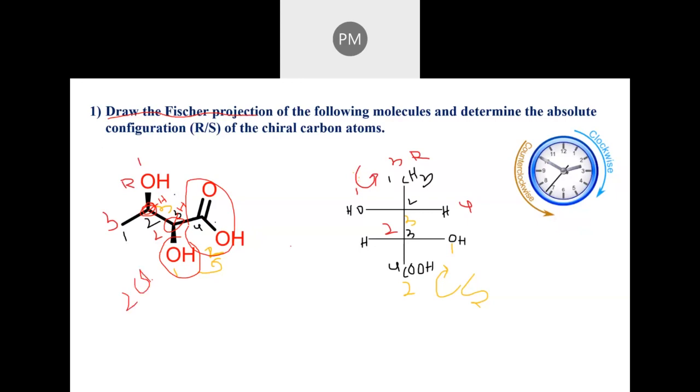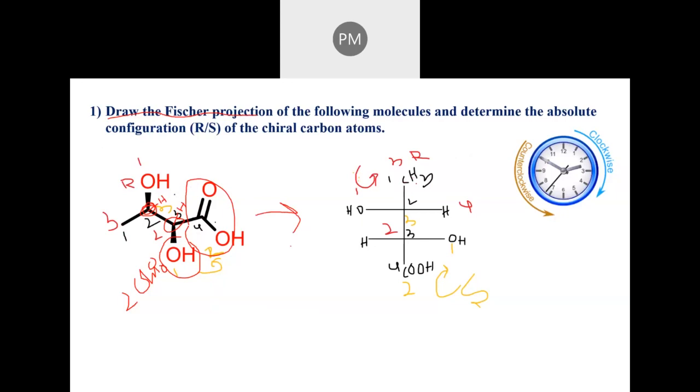After finding the chiral centers, we have to convert this OH form to Fischer form. To do that, we first number the carbon centers 1, 2, 3, 4. I have numbered the carbon centers. Then this one carbon center from above we have to place.